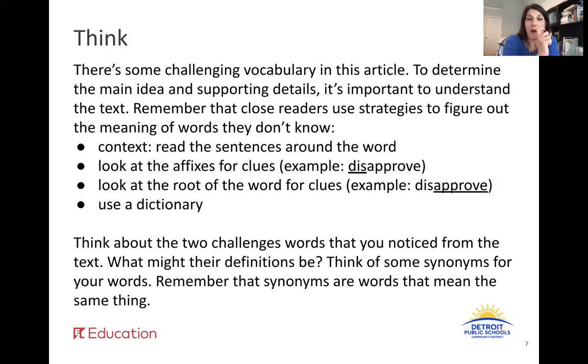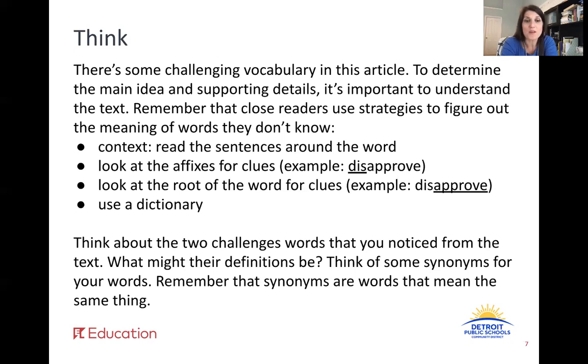So here's an example. It says, example, disapprove. Well, we know dis means not. So disapprove means not approve or to not approve, okay? So another strategy is you can look at the root word for clues. Again, disapprove. And this time, if you're not sure what the affix, the prefix there means, dis, you can look and be like, oh, well, I know approve means to accept, okay? And dis must be the opposite of that. Or you can also use a dictionary, which is a great tool, or a thesaurus, okay?